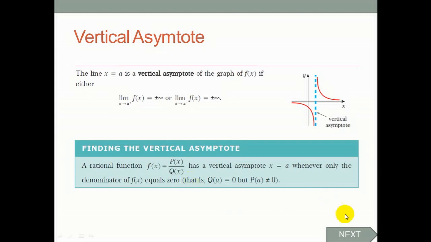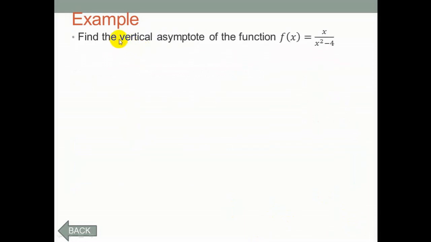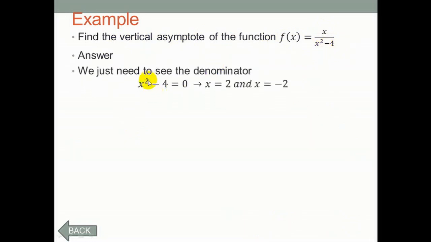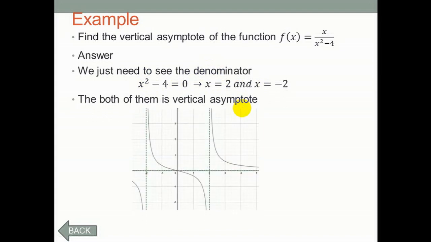Let's see an example. Find the vertical asymptote of the function f(x) equals x over x squared minus 4. The denominator is x squared minus 4, so you need to make it equal to 0. So x squared minus 4 equals 0, so x equals 2 and x equals minus 2. These are the vertical asymptotes. So from here, it's minus 2 and 2. You can see clearly from this graph that the curve gets near but doesn't touch the lines.